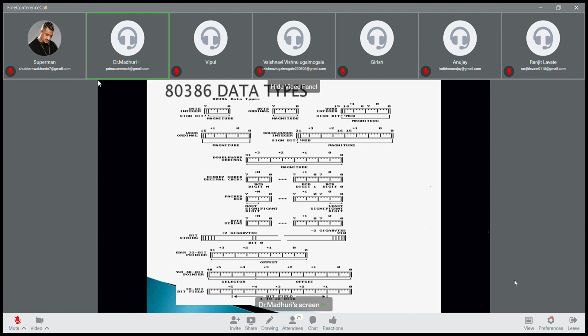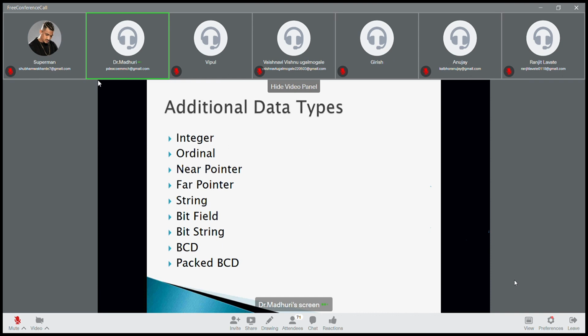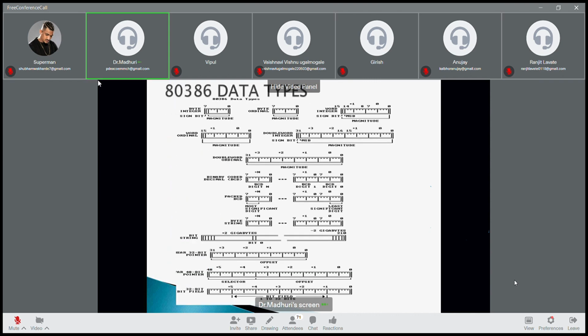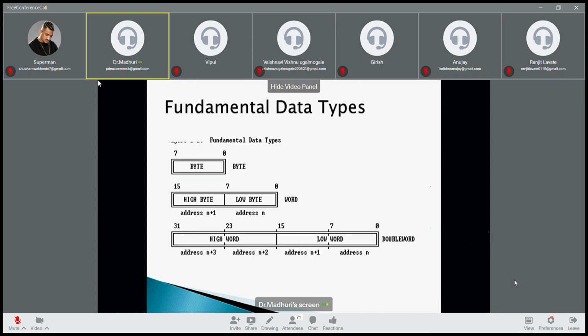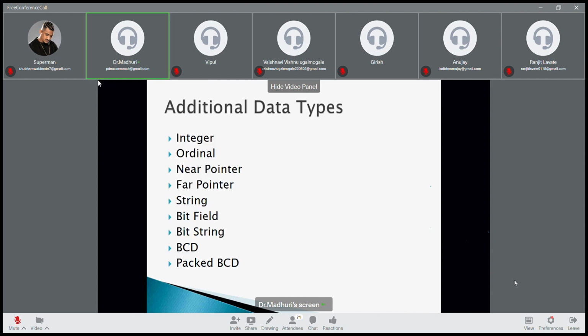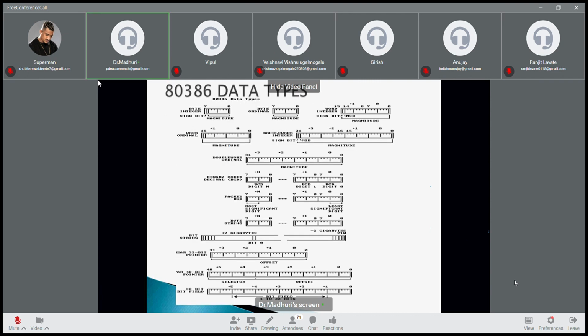We have seen integer, ordinal, near pointer, far pointer, string, bit field, bit string, BCD and packed BCD. So these are the data types of the 386 microprocessor. I will repeat it again: first is the bit, byte, word, double word, then integer, ordinal, near pointer, far pointer, string, bit field, bit string, BCD and packed BCD.